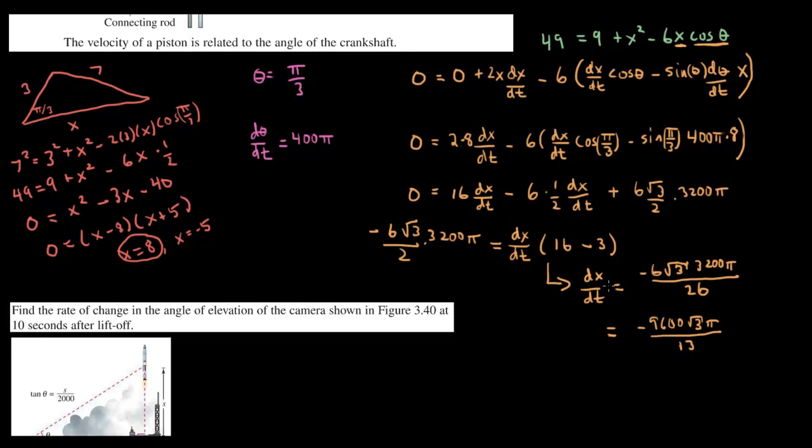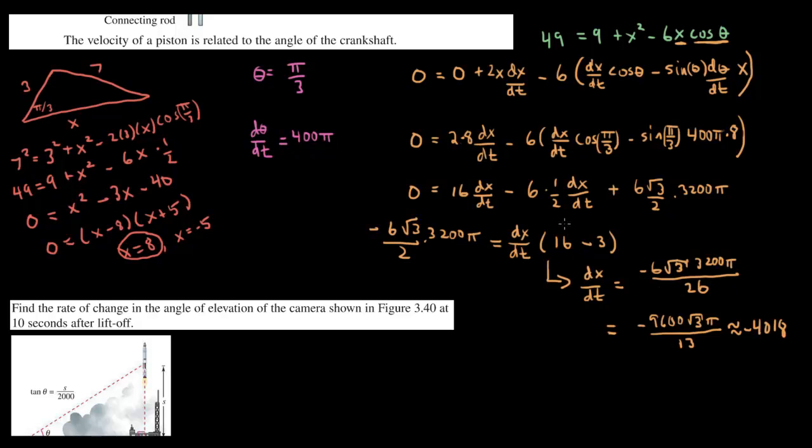Yikes, that's not a pretty answer. Now let's see what that is approximately. So I say 9,600 divided by 13 times the square root of 3 times pi. It's about negative 4018. Now, that is our exact answer. That's the not very pretty, but exact answer. There's the rounded answer. Now, what were our original units?